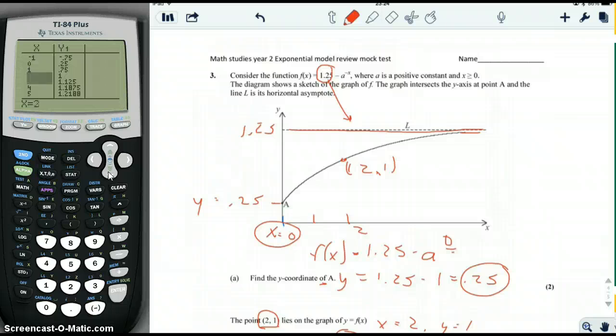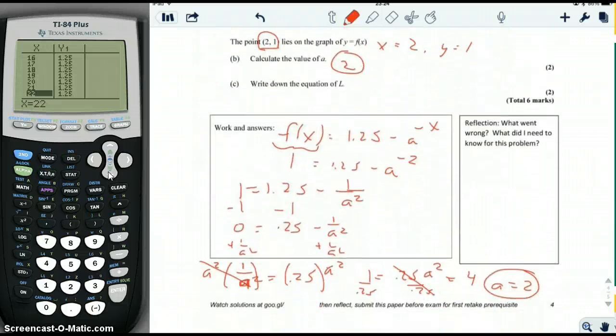So let's see what it approaches. Well, it looks like it's approaching 1.25, and actually on the calculator it actually hits it. But so the L value is 1.25. Okay, so that was the last answer.